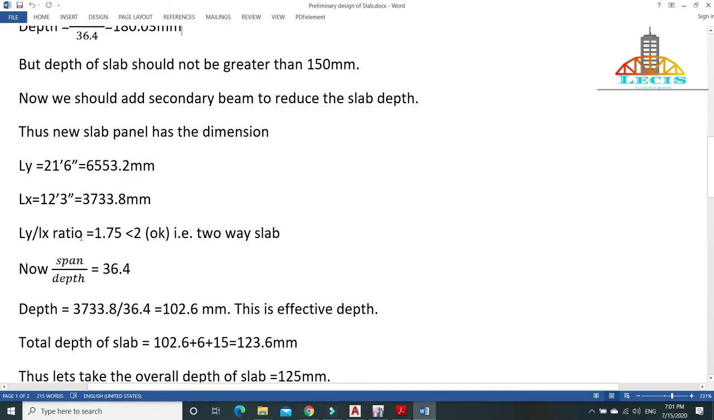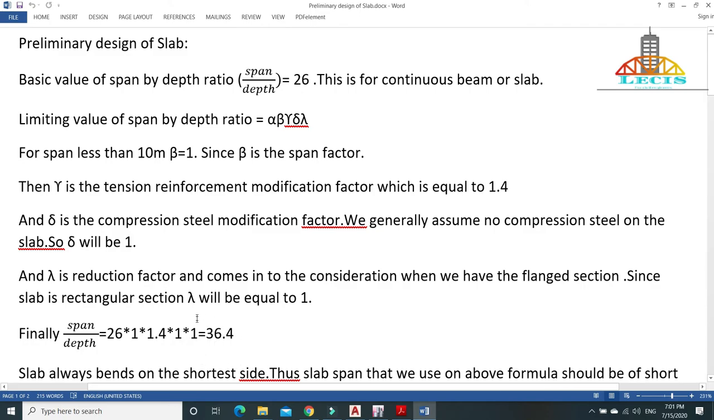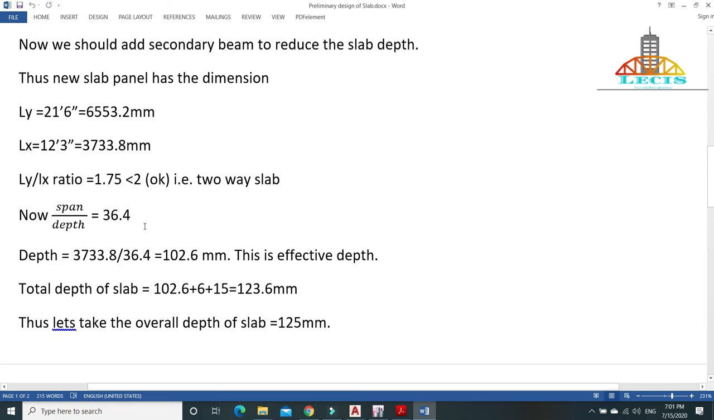We already have the span by depth value of 36.4 that we calculated here. Now depth equals span by 36.4. And I have told you already that the span we use in this formula should be the short side span, because a slab always bends on the shorter side. Since larger loads are transferred to the longer edges, the slab always bends on the shorter side. The shorter side length was 3733.8 mm and it is divided by 36.4, which equals 102.6 mm.